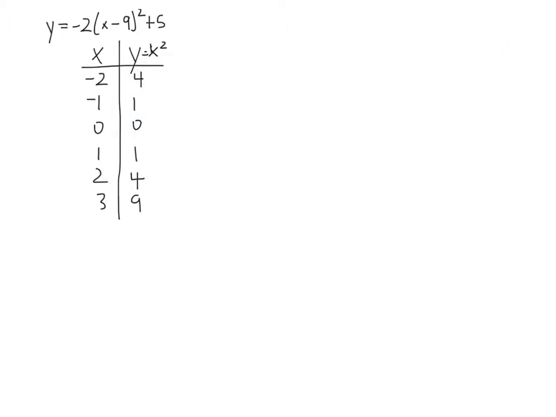Okay, what I've created here is the table of values, just a partial table of values for y equals x squared, so my parent function. And I'm just going to show you how all of these pieces, that reflection, that stretch, the moving to the right and moving up, affects all of these points.